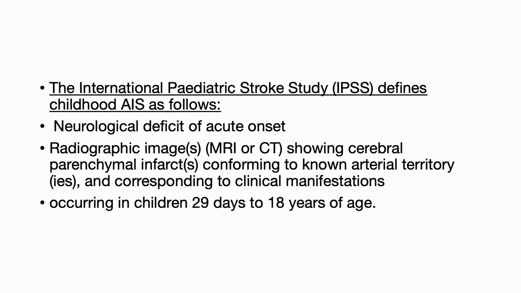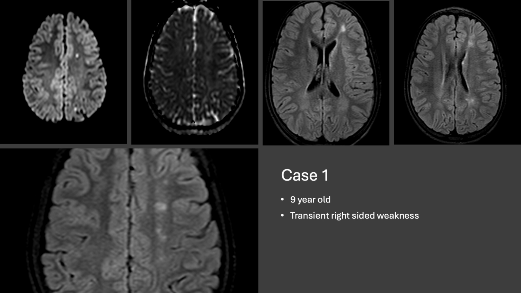Now, the International Pediatric Stroke Study, or the IPSS, defines childhood acute ischemic stroke as follows. So, the presence of a neurological deficit of acute onset, presence of radiographic evidence of infarction conforming to a known arterial territory and corresponding clinical manifestations, and also that these symptoms should occur in children of 29 days to 18 years of age. This differs slightly from perinatal stroke, which occurs from 28 weeks of gestation to 28 postnatal days, and has a unique pathogenesis reflecting the maternal fetal unit, which we won't have time to go into in this talk. So without further ado, let's talk about our first case.